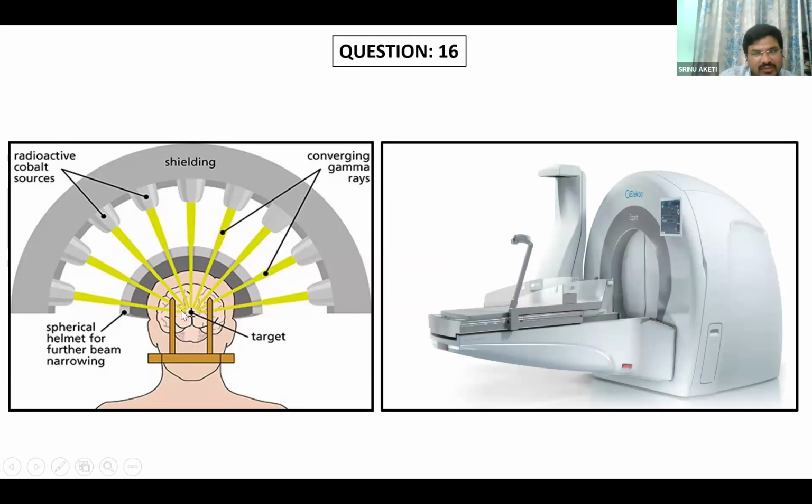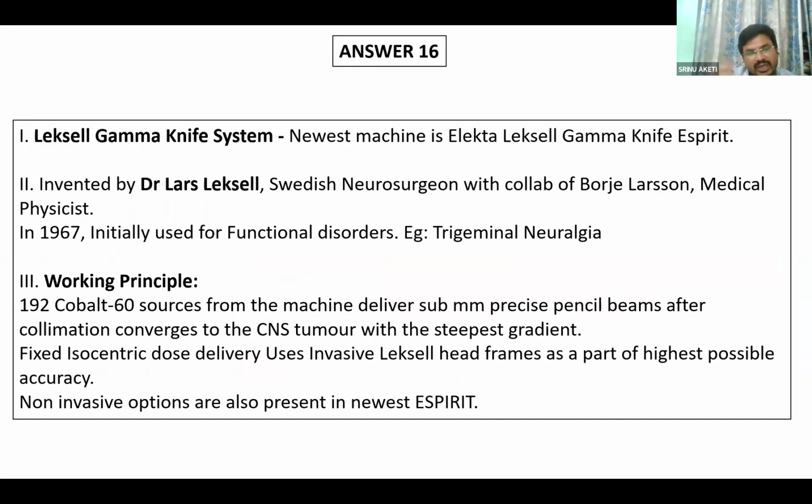This is just a schematic diagram. This is Elekta's new model Gamma Knife. This is the schematic diagram. This is a real picture of the Gamma Knife. So do you know something about the Gamma Knife? Like how many cobalt sources are there? How many beams? I think 192 cobalt sources, sir. It will deliver pencil beams for accuracy. Yeah, you have almost 192 beams. 192 or 210 in some machines. So that means you have 210 directions to treat the tumor.